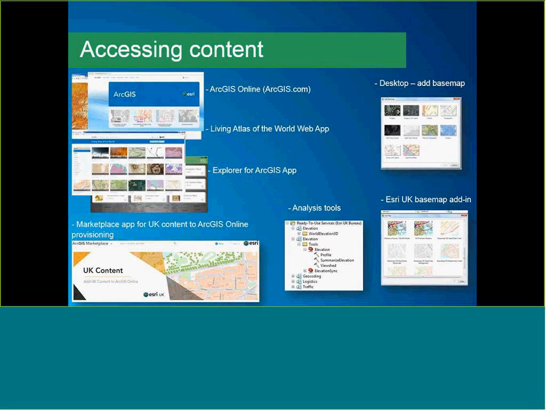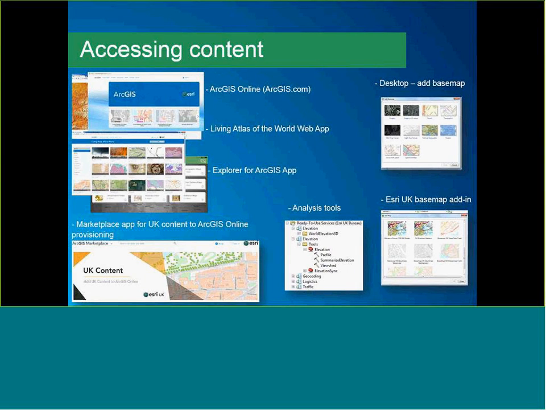Okay, how do we access the content in different ways? So quite a few different ways really. ArcGIS Online, obviously, through arcgis.com is one way, and there's a carousel of maps there, and you can log in, sign in rather, and through the map window you can access it there. Living Atlas of the World web app that I'll demonstrate shortly is a really nice way of looking at different collections that we've been talking about and exploring those.